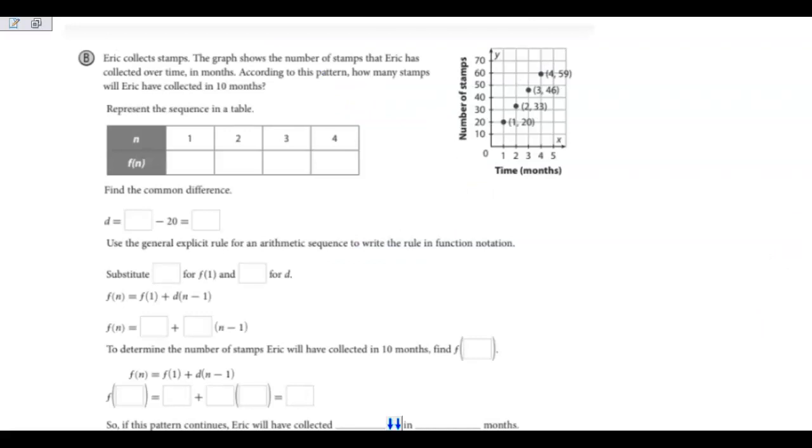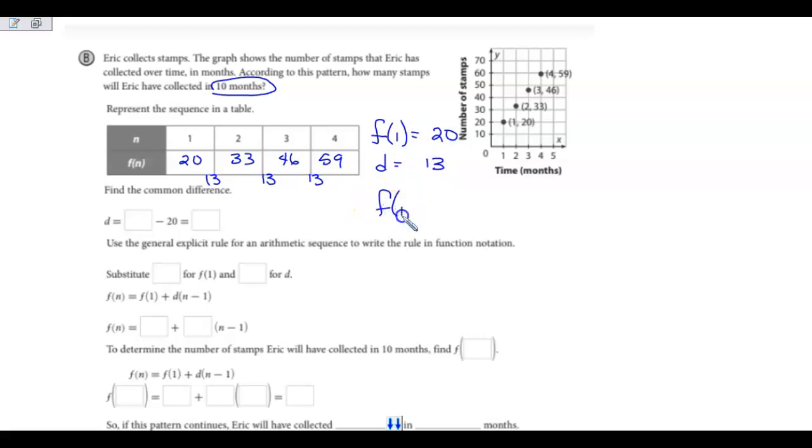Eric collects stamps. The graph shows the number of stamps that Eric has collected over time in months. According to this pattern, how many stamps will he have collected in 10 months? So let's take a look at the information. I have 1 and 20, so my term is 20; 2, 33; 3, 46; and 4, 59. My first term is 20. My common difference is 13.